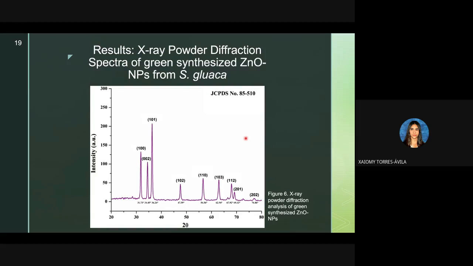Moving on to the X-ray powder diffraction spectra of the nanoparticles. The diffraction peaks obtained are narrow and stiff, and they show no prominent shifts. This lets us know that the synthesized zinc oxide nanoparticles are quite pure. These numbers on top in the parentheses are the planes of hexagonal quartzite for each peak, and quartzite is a crystal structure that has hexagonal symmetry. Here you can see an image of the hexagonal quartzite structure of zinc oxide nanoparticles, and this was obtained from a previous article.